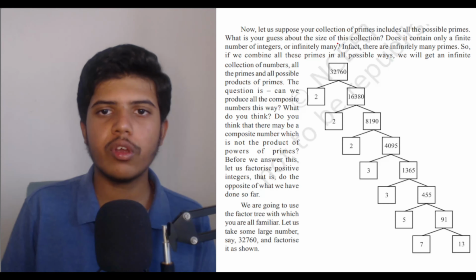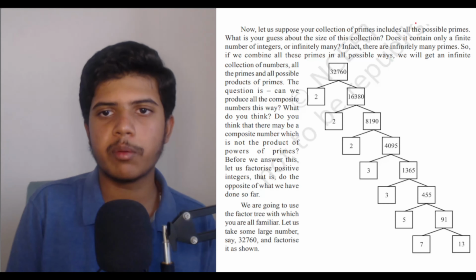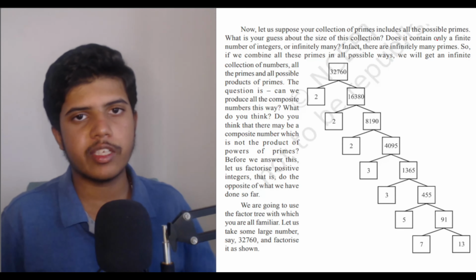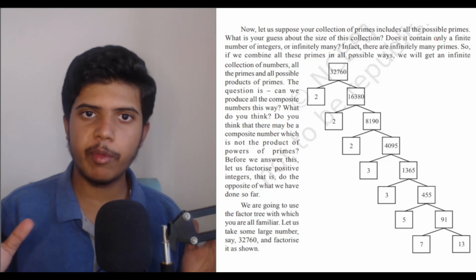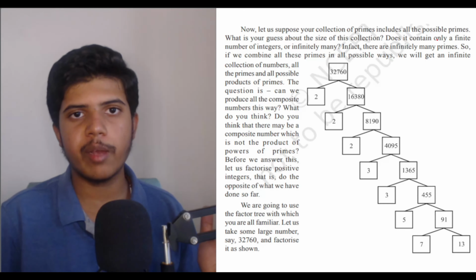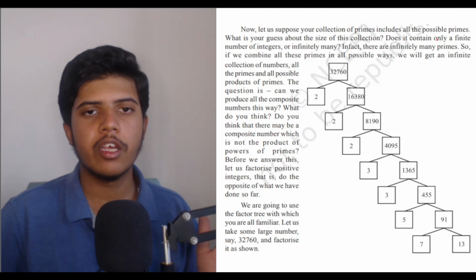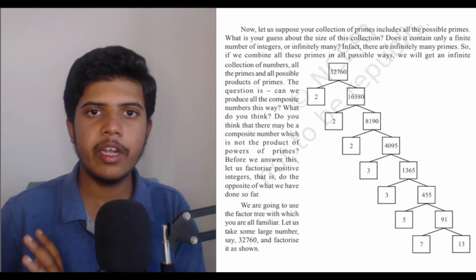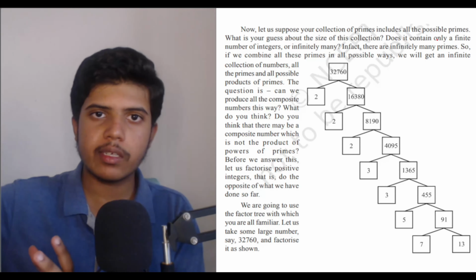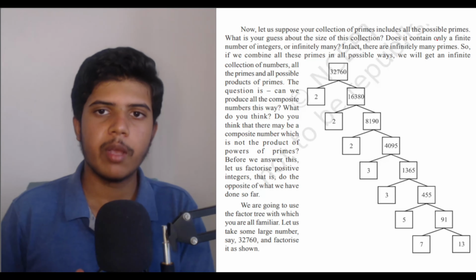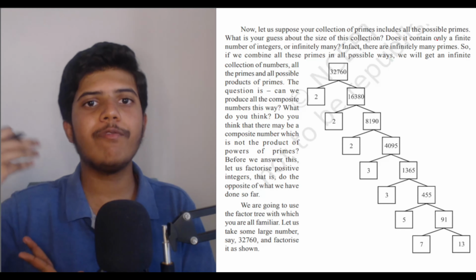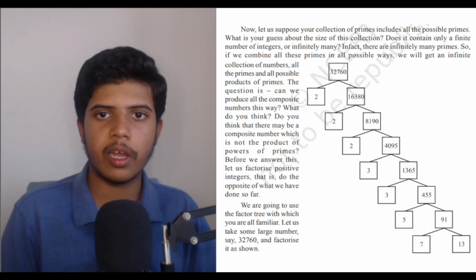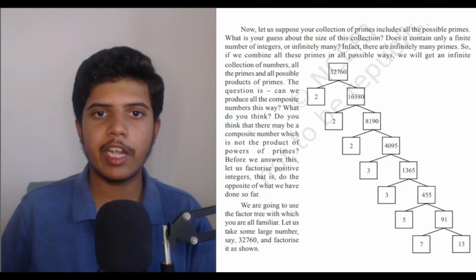Now let us suppose your collection of primes includes all the possible primes. Suppose I say collect all primes between 0 and 30. Then there is a starting point and an ending point, so there are limits on both sides, and you can find the prime numbers between 0 and 30. But if I say all possible primes, then it can go up to infinity. So there are infinitely many primes, and your collection is of infinitely many primes.